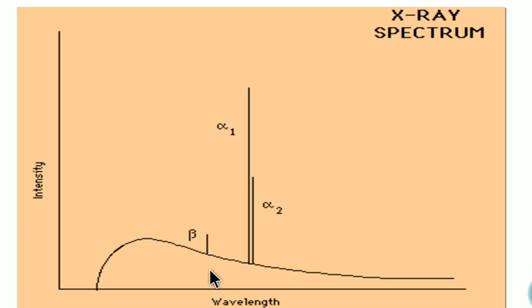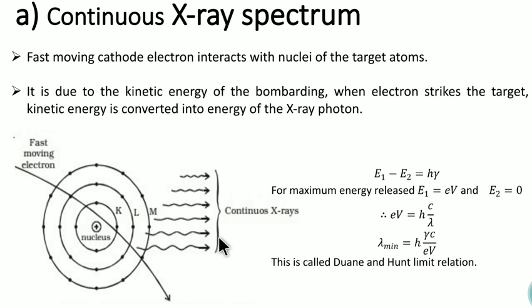Here there are two spike peaks, that is beta and alpha. These are all the characteristics. We will discuss them one by one. Students, when the fast moving cathode electrons interact with the nuclei of the target atom, it releases continuous X-ray radiations. The phenomenon is based purely on the kinetic energy of the accelerating electron and on the applied potential between the anode and cathode. This process can be explained with the help of the energy relations from the previous slide.